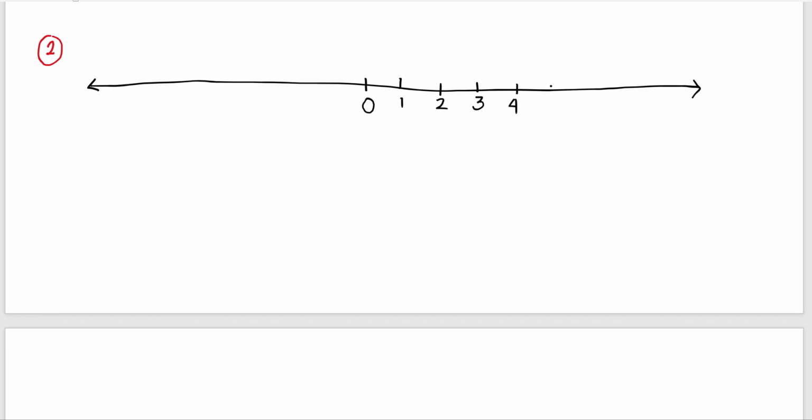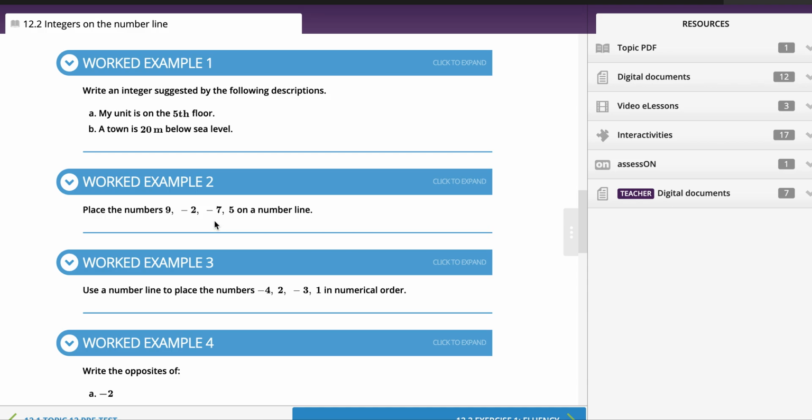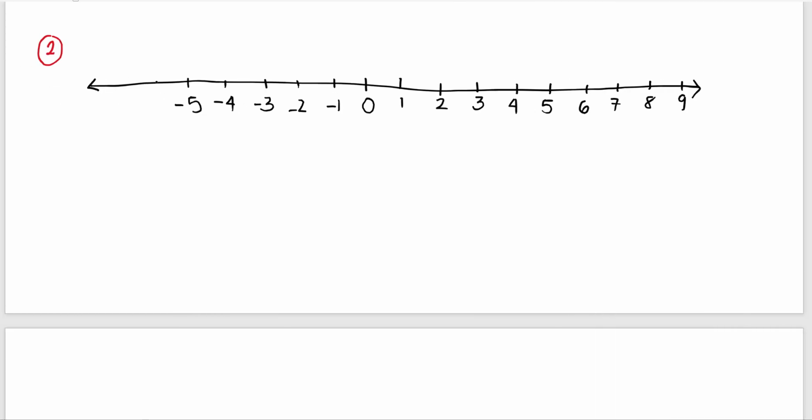So 4, 5, 6, 7, 8, 9, and then on the other side, -1, -2, -3, -4, -5. How long do I have to go to? They're saying the smallest number that I have is -7. Okay, -5, -6, and -7.